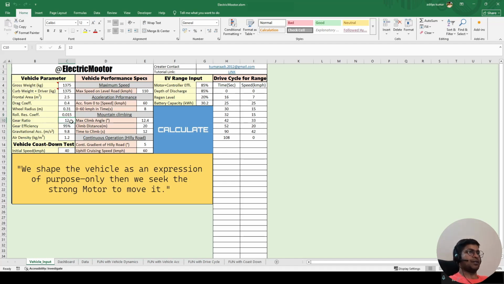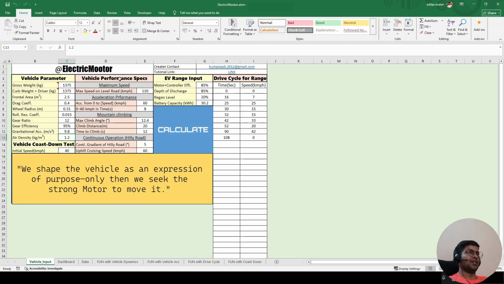The next parameter is the gear ratio, and then the efficiency of the gear. And the next parameters we have defined here are the acceleration due to gravity and the air density. So these are the vehicle parameters that we have defined in this area. I will come back to this input later, but let's go directly to the vehicle performance specs.